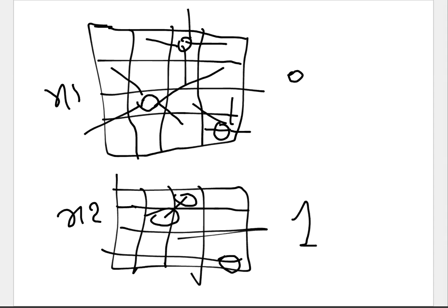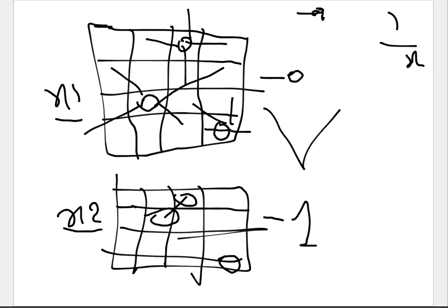So it is worse than x1. We reverse, so we put negative, such as the first value negative of x or reverse of x. So here this value is greater than here, and x1 is better than x2.